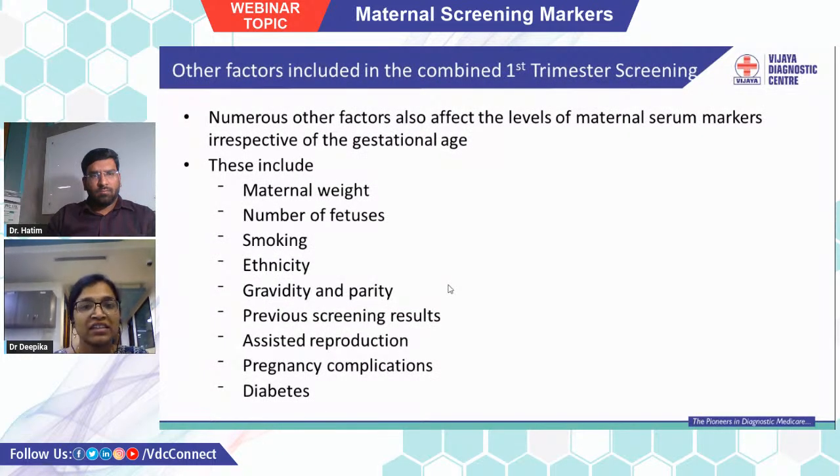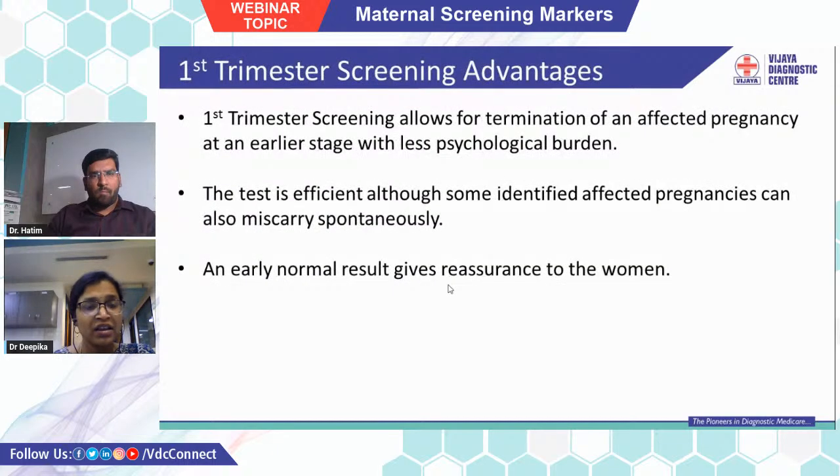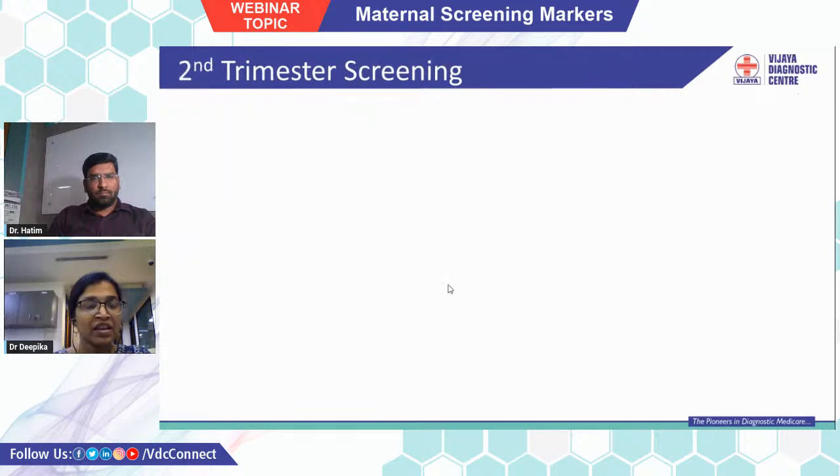The other factors which will affect the levels of the maternal serum markers irrespective of the gestational age are the weight of the mother, diabetic status, and smoking. All this we have discussed in the previous slides. The advantage of first trimester screening is that it allows for termination of an affected pregnancy at an early stage with less psychological burden, and an early result will give reassurance to the mother.